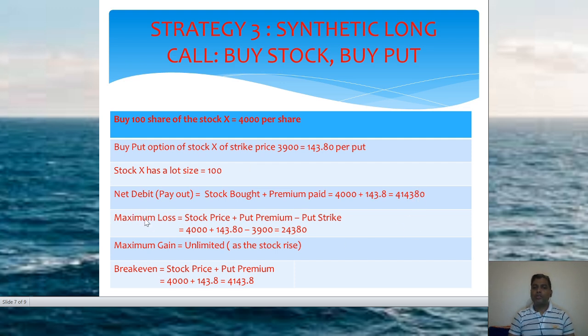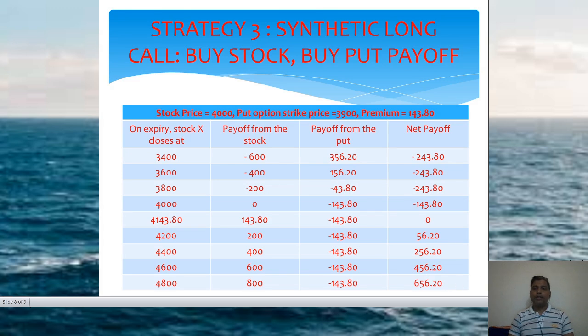The maximum loss from this strategy would be stock price plus put premium minus put strike price. So that means the total loss could be 24,380, whereas the maximum gain can be unlimited. Break even can be calculated by adding stock price plus put premium. So that means in this example, the break even would be 4,143.80.